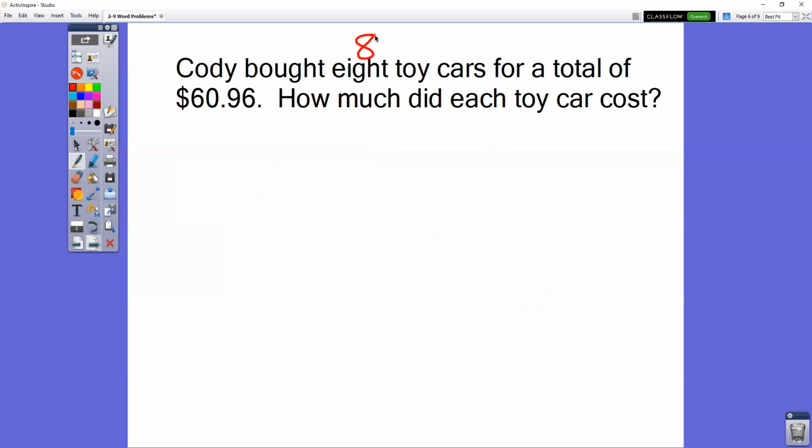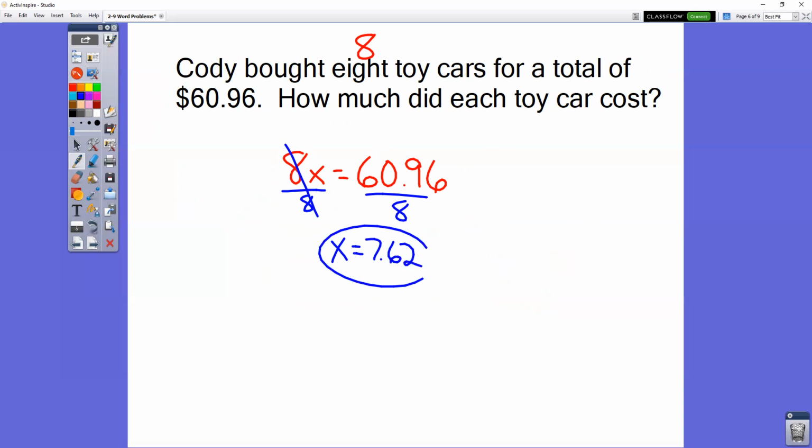Well, because you would normally divide to solve it, we want to set up a one-step multiplying equation. So we have 8x equals $60.96. Because when we go to solve it, we would divide by 8 and divide by 8, top divided by bottom. You get that each toy car costs $7.62. So because we wanted to divide the two numbers to solve the problem, we had to set up a one-step multiplying equation. So that's what you do with one-step equations.